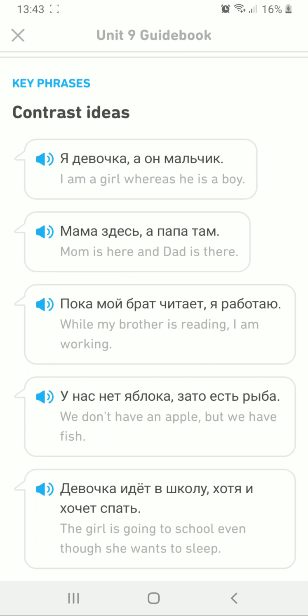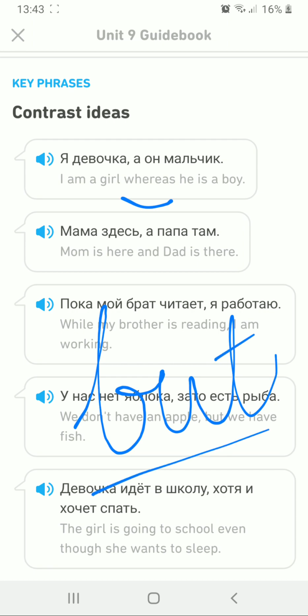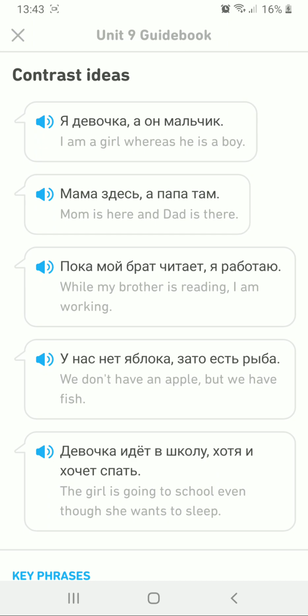So I am a girl, whereas he is a boy. A synonym for the word whereas would be, well, something like but. So I am a girl, but you're a boy. If you want to show the contrast, like, I am a girl and you are a boy. So you're a boy, you do boys things. I'm a girl and I do girls things, for example. All right, so let's move on.